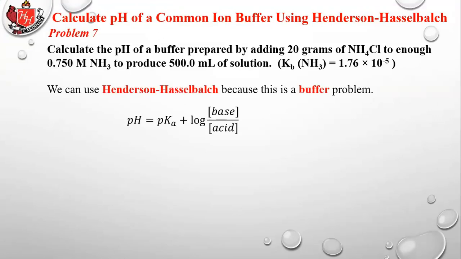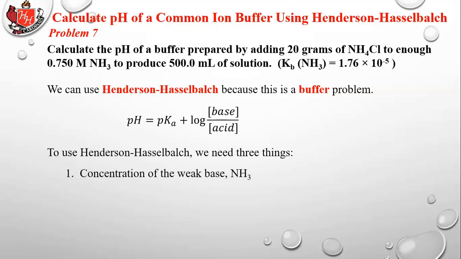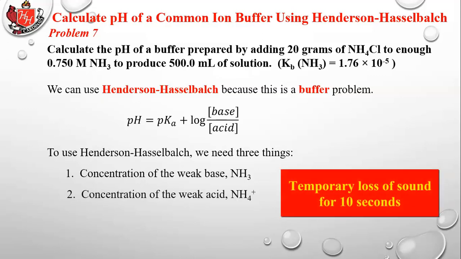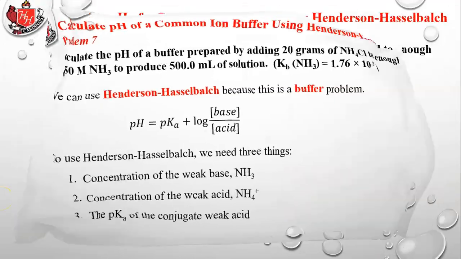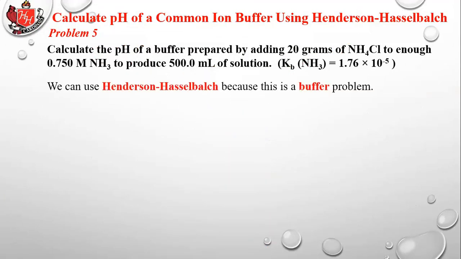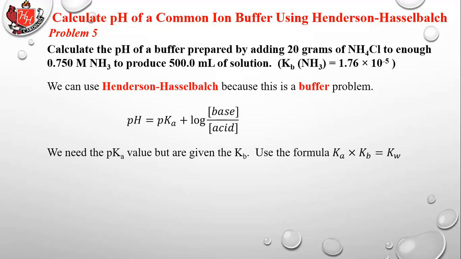So there's Henderson-Hasselbalch. To use it, we need three things. The concentration of the weak base, NH3. We said we already have that, 0.75. Okay, and we proceed. So we need the pKa value, but we are given Kb. So use the formula Ka times Kb equals Kw. That's on your acid-base roadmap. You're going to solve it for Ka.